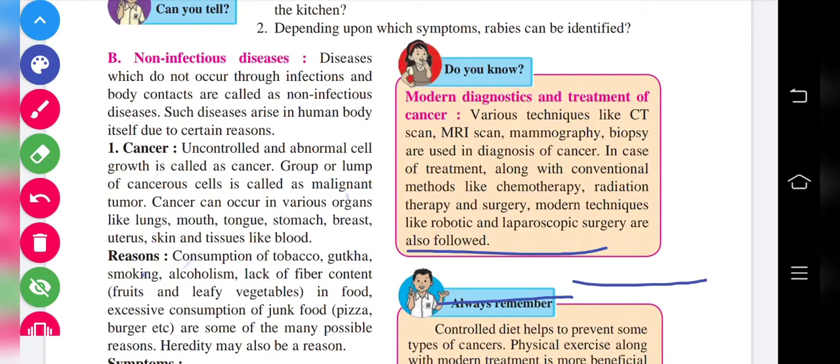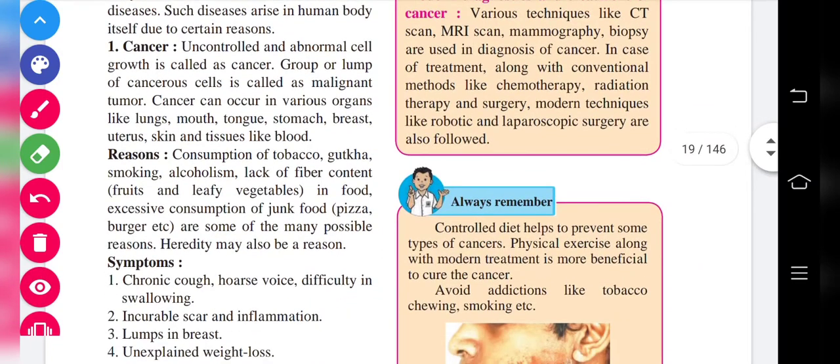Cancer can occur in various organs like the lungs, mouth, tongue, stomach, breast, uterus, skin, and tissues like blood. So many organs and body parts of a human being can be affected by cancer because of unwanted or abnormal growth of cells. So what are the reasons for cancer?